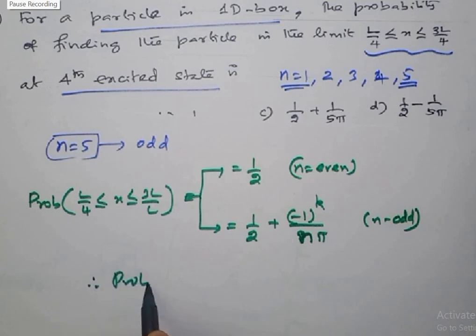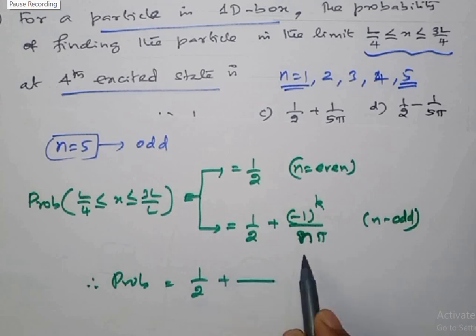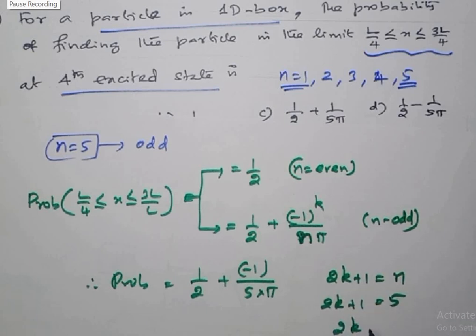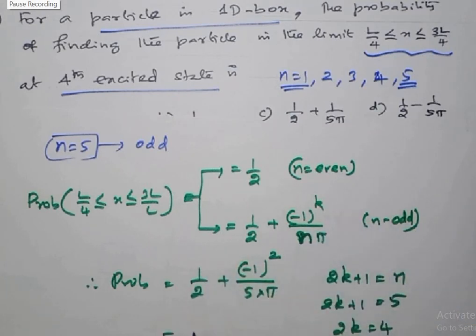Therefore, the probability in this range is equal to 1 by 2 plus, n value is 5, so 5 into pi, minus 1 power k. What is k? Listen, 2k plus 1 is equal to n. n value is 5, put 5 here, bring the plus 1 to the right hand side, so 2k equals 4, k is equal to 2. If I put k equal to 2 here, minus 1 power 2, minus 1 square is plus 1, so the answer is 1 by 2 plus 1 by 5 pi.